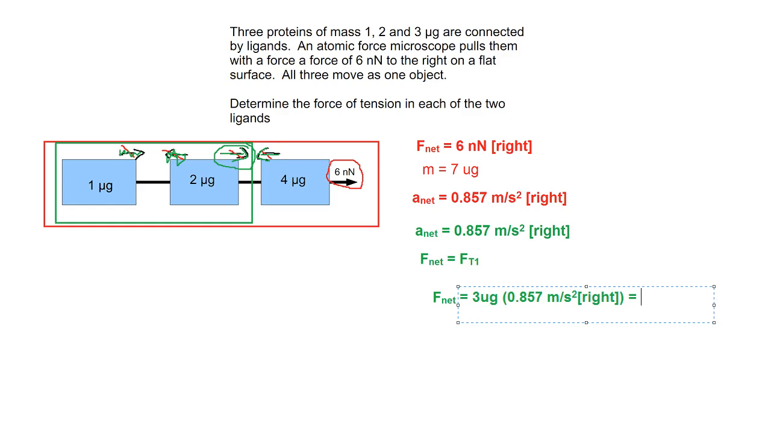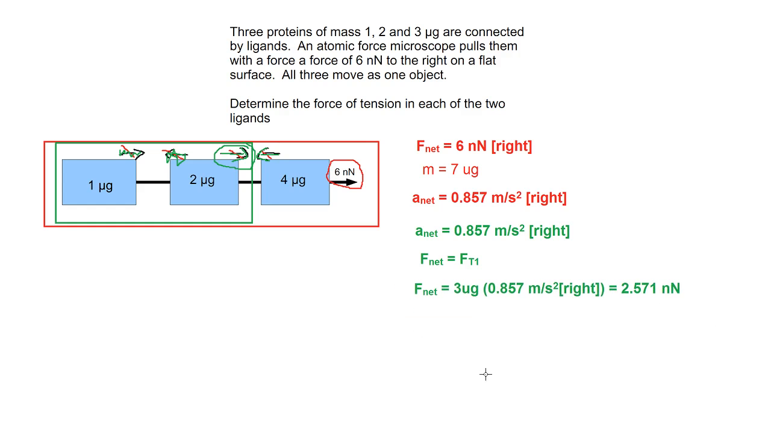And what we'll get here is 2.571 nanonewtons. So we found the second force of tension. You'll notice here I didn't need to deal with multiple equations, multiple unknowns. All I'm doing is just subdividing my system as I see fit.